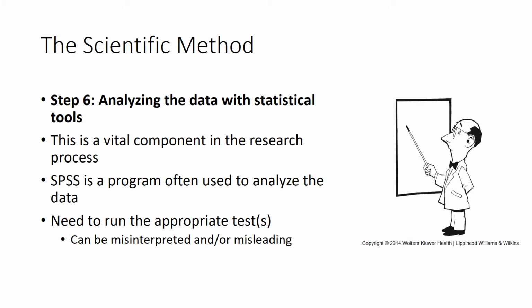Step 6 is analyzing the data with statistical tools. This often utilizes SPSS, a program to run various tests depending on study design and the questions you are asking. SPSS is probably the most widely used for running these statistical tests, but there are also other programs as well. But this step is a vital component of the research process because running inappropriate tests will give you different results, which can be misinterpreted and misleading.